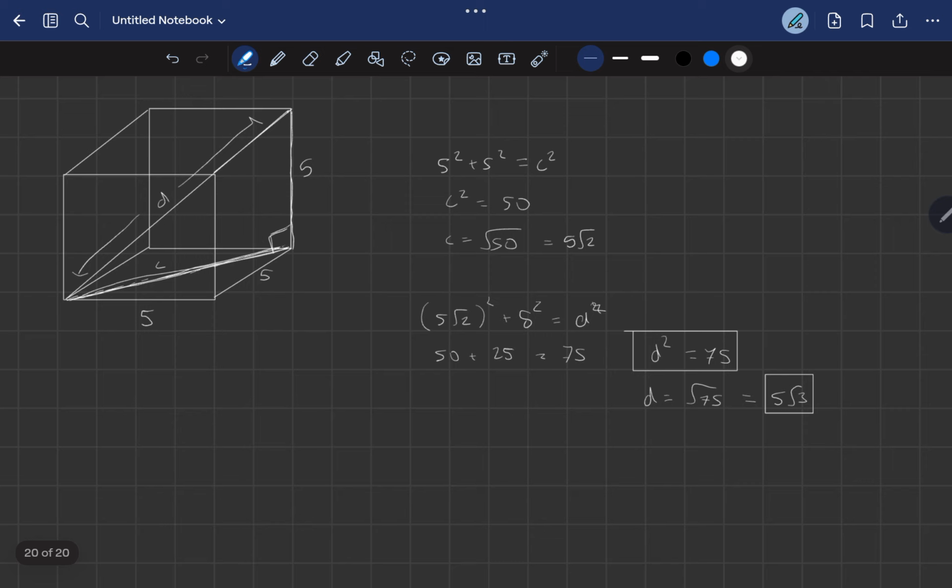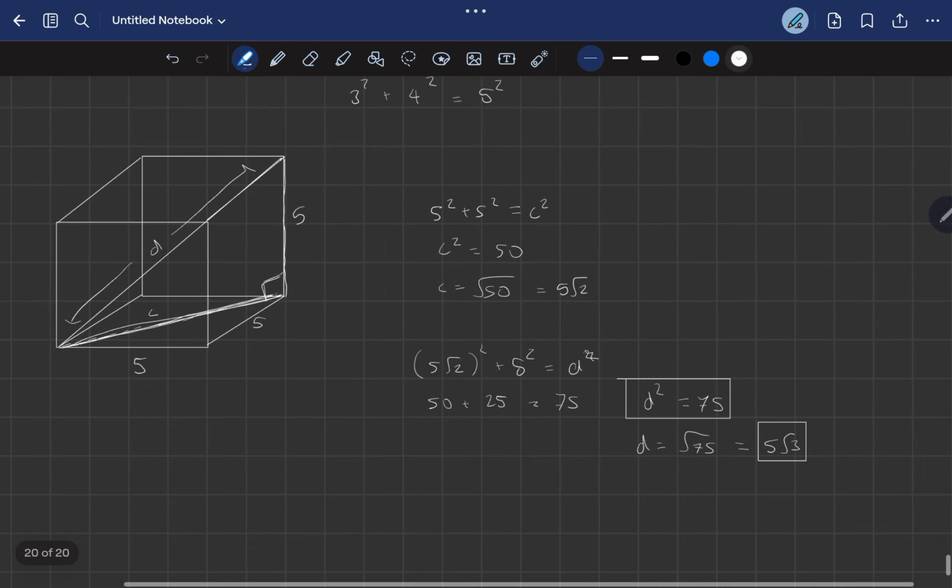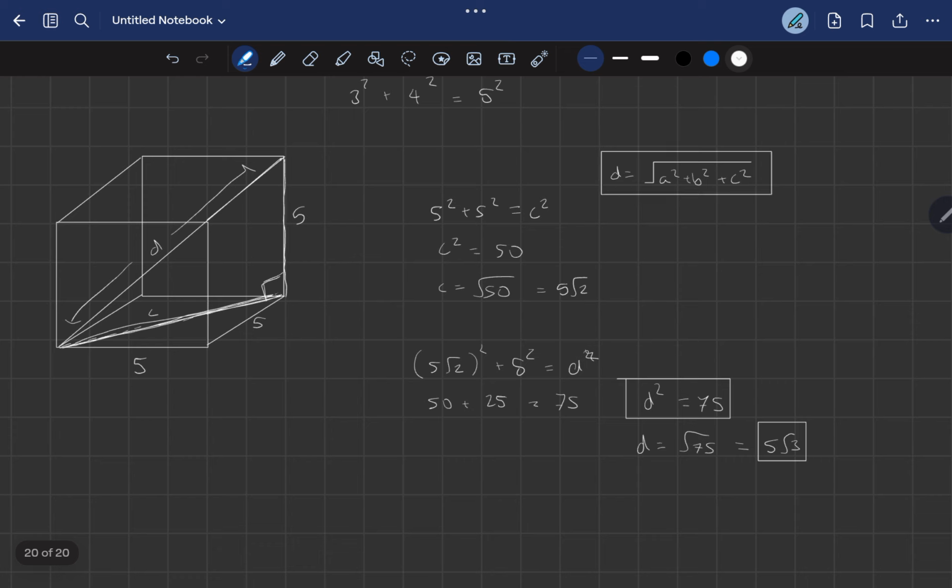Now, if you want to look at the formula, it would just be d is equal to the square root of a squared plus b squared plus c squared. And this is exactly what we did in this case. But a, b, and c are 5, 5, and 5. Okay? The most difficult part about Pythagoras' theorem in 3D is visualizing the points and how this is still a right angle triangle, but just tilted round.